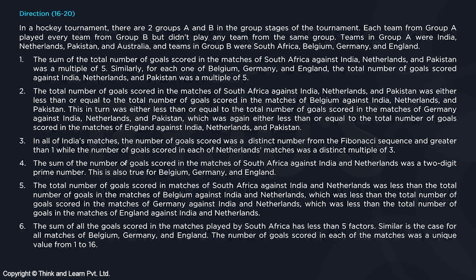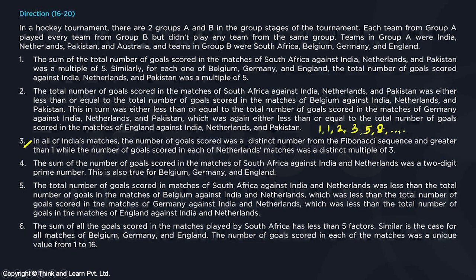Third condition, in all of India's matches, the number of goals scored was a distinct number from the Fibonacci sequence and greater than 1, while the number of goals scored in each of the Netherlands matches was a distinct multiple of 3. Now, this statement is giving us something from the beginning. A Fibonacci sequence is a sequence where the first 2 numbers are 1 and 1. And then every other number is the sum of the previous 2. So it starts with 1, 1, then you will have 1 plus 1, 2, 1 plus 2, 3, 2 plus 3, 5, 3 plus 5, 8, and so on.